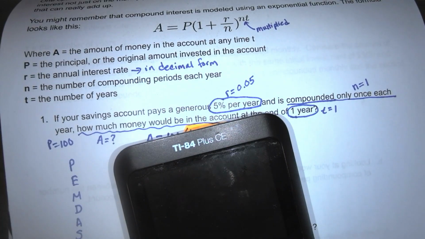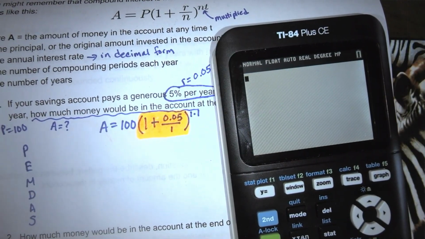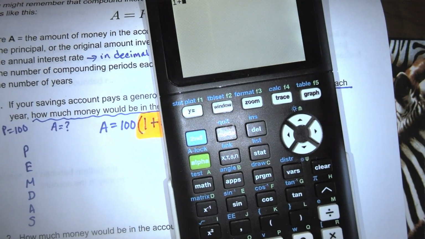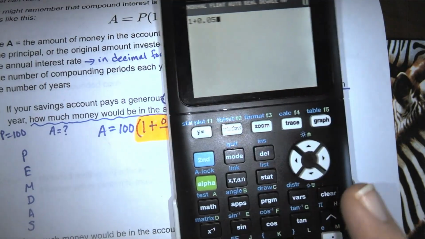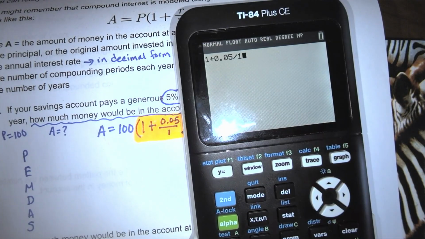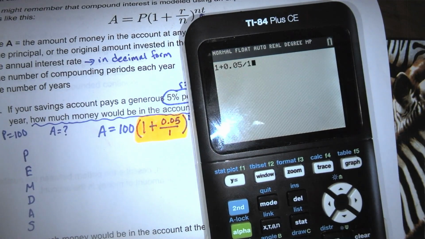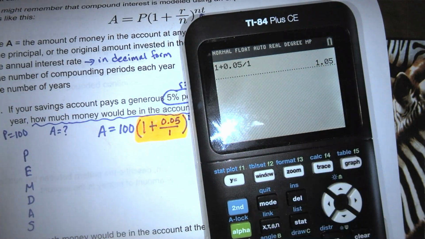All right, so I got my calculator. I'm going to type in 1 plus, and then I'm going to do 0.05. And then to get the fraction, I'm just using the divide sign and then a 1. So it looks like this. And when I hit that, it's going to tell me everything that I highlighted orange is all equal to 1.05.